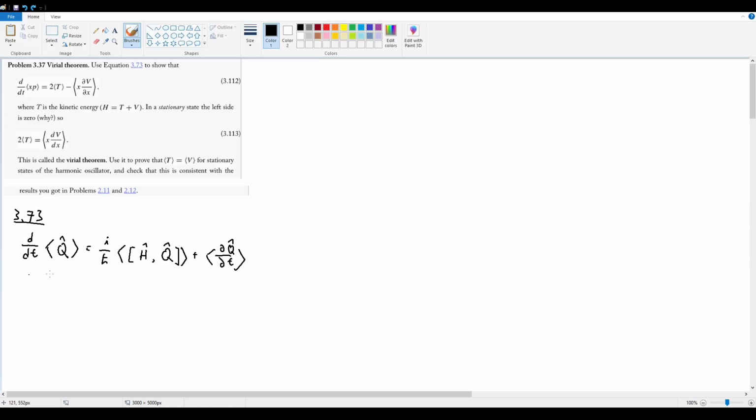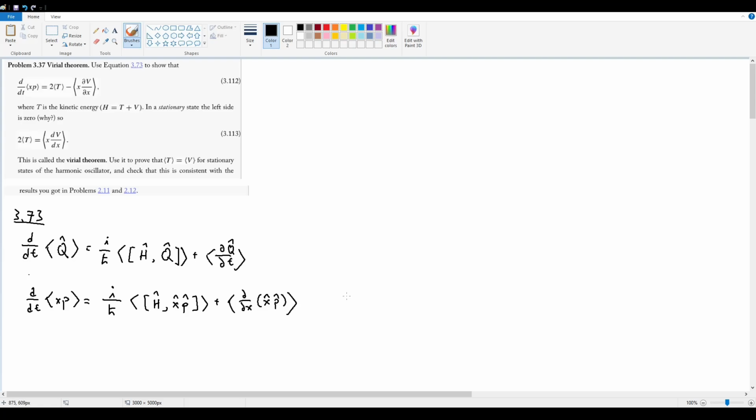If we write in xp, then now we have d by dt of the expectation of xp is going to equal i over h bar, the expectation of the commutator of the Hamiltonian with x hat p hat, added with the partial with respect to time of x hat p hat.